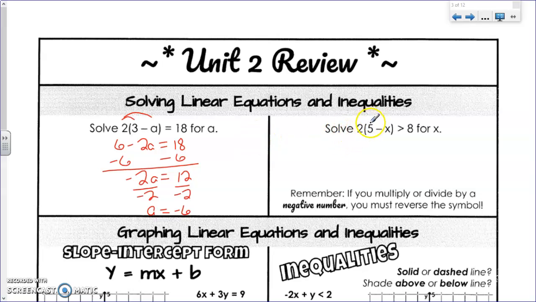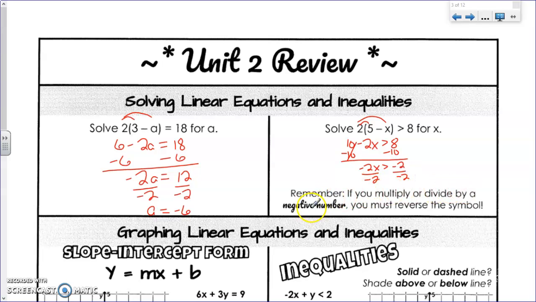Alright, so here we need to multiply and distribute by 2. We get 10 minus 2x is greater than 8. We subtract 10 from both sides. I get negative 2x is greater than negative 2. And I'm going to divide by negative 2.